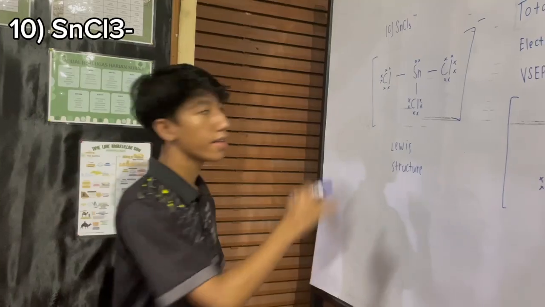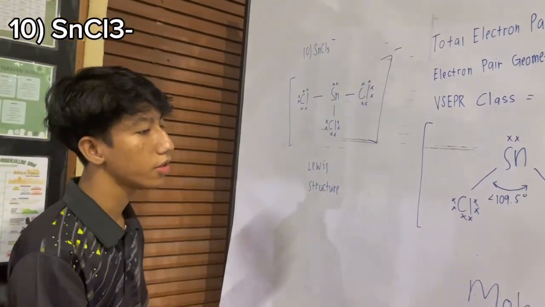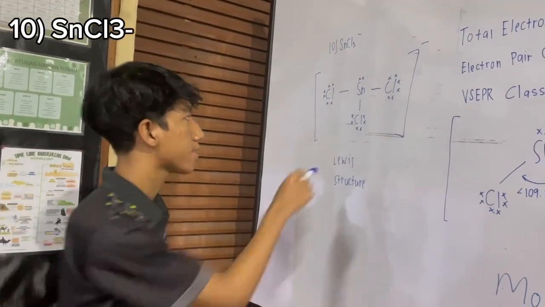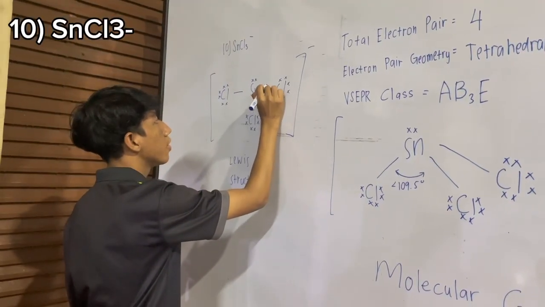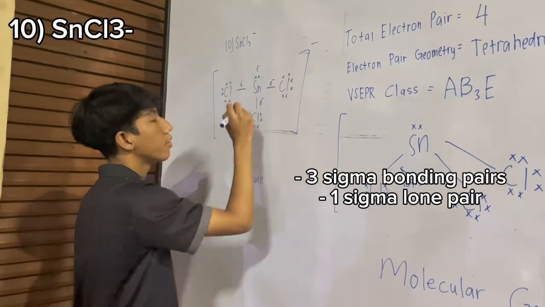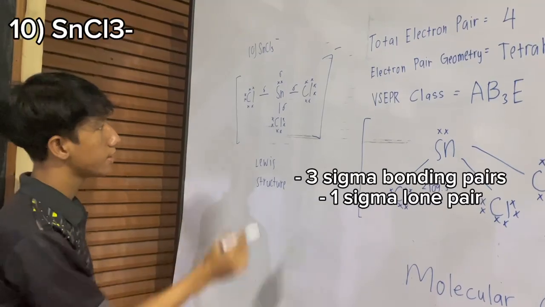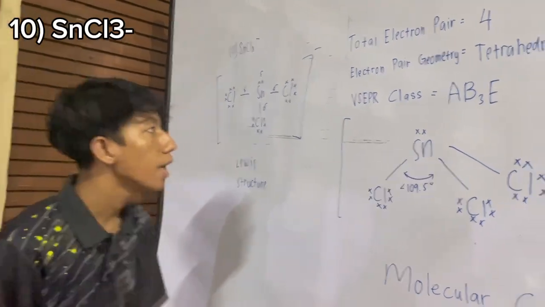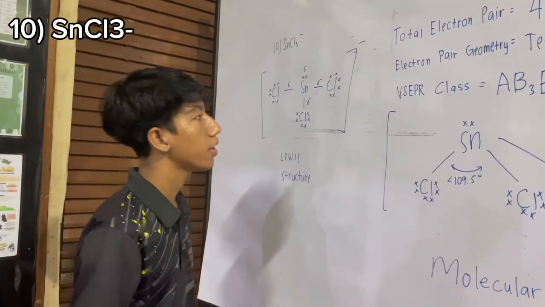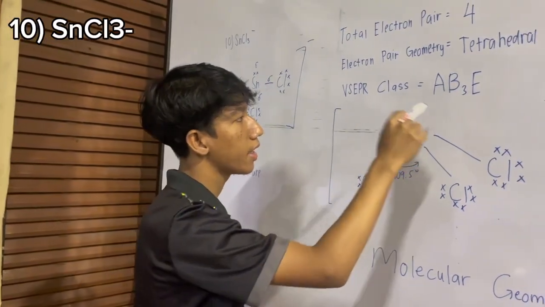So we move to the next structure, which is SnCl3-. Before we start the molecular geometry, we need to determine how many total electron pairs are on this structure. This is a sigma bond, this is a sigma bond for bonding pair, this is a sigma bond for bonding pair, and this is for lone pair. So the total electron pairs on this structure is 4. So the electron pair geometry for SnCl3- is tetrahedral. So VSEPR plus on this structure is AB3E.